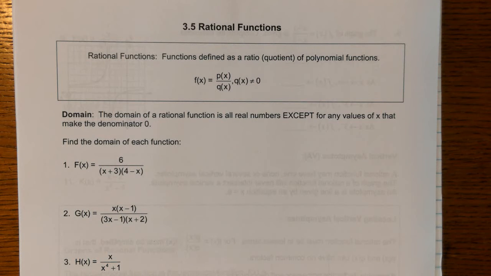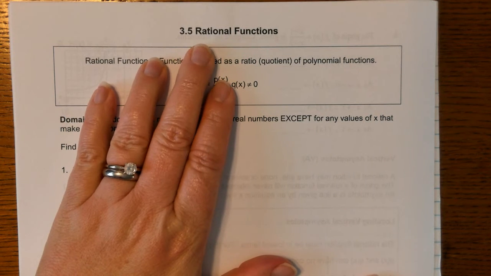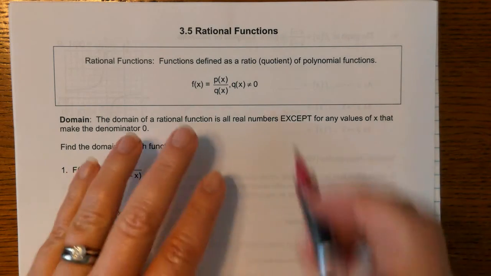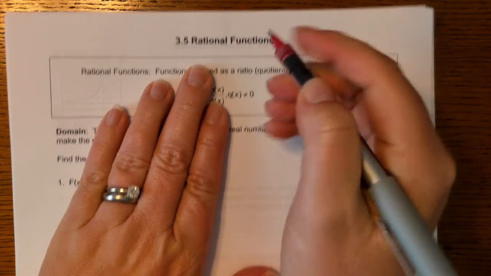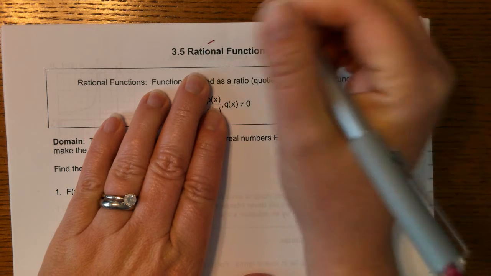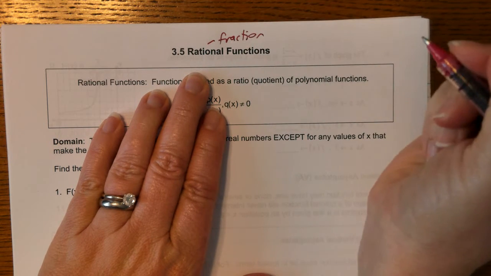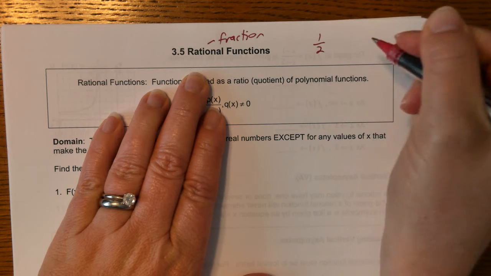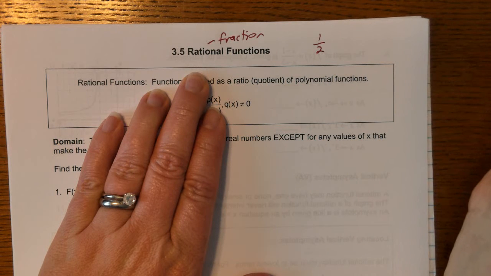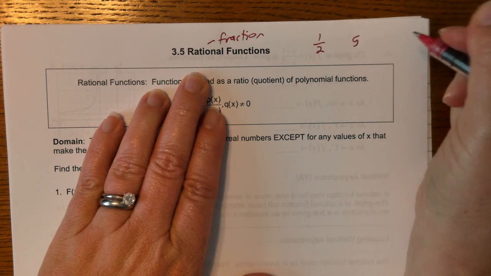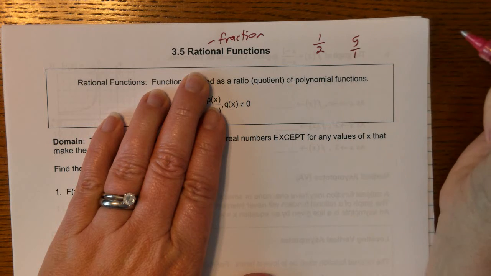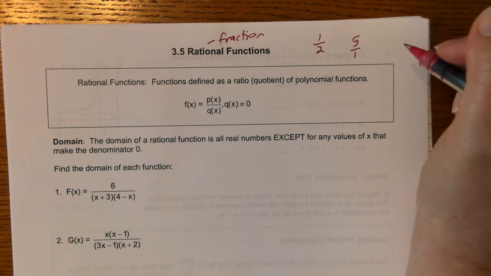So in section 3.5, we're talking about a new category of function, new type of graph, called rational functions. When we see that word rational in math, I want you to always think fraction. Rational means fraction. So 1/2 is a rational number because it's a fraction. Now 5 is also rational because it could be written as the fraction 5/1.